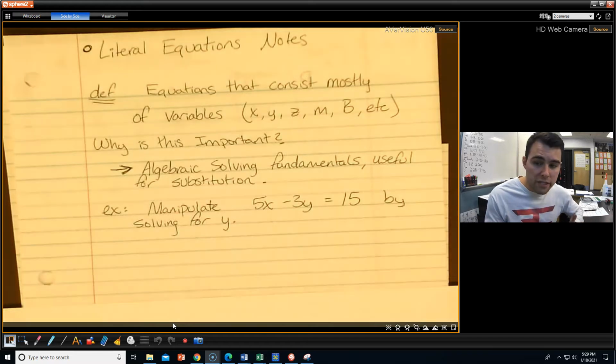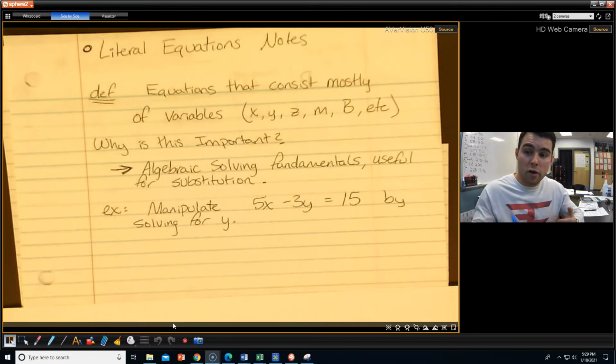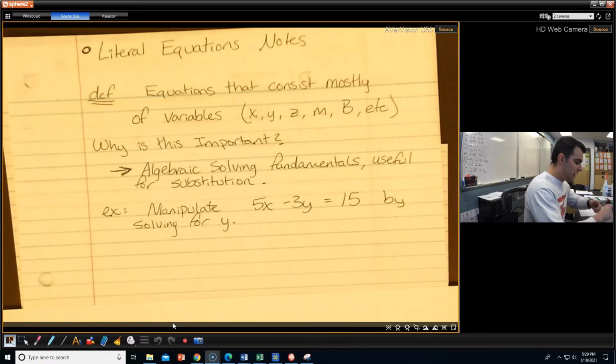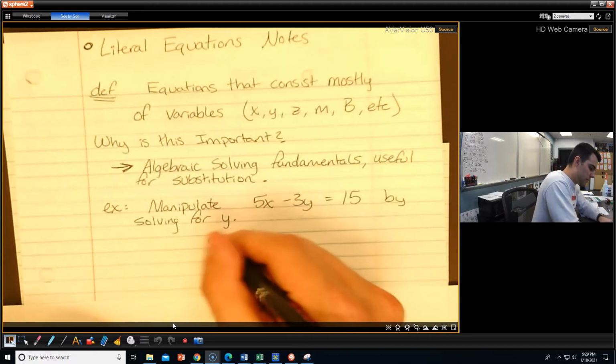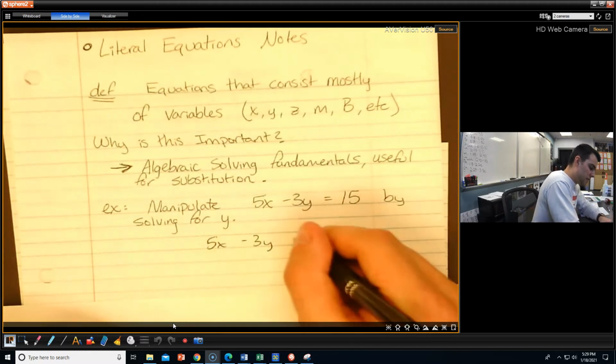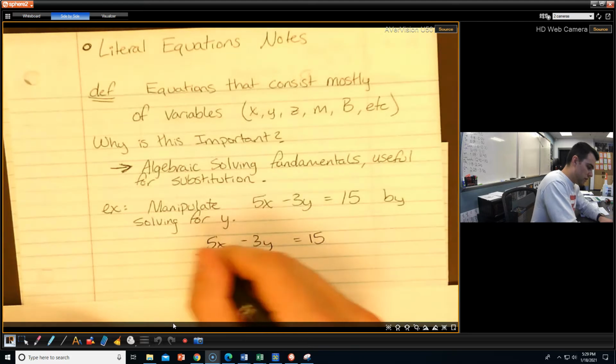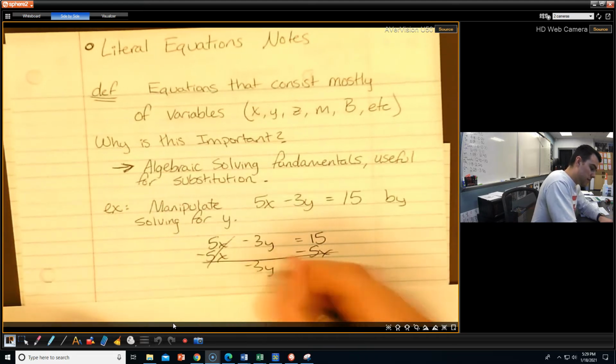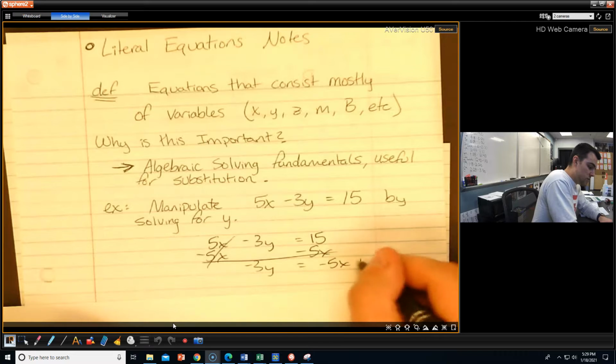What do I mean by solve for y? What do I mean by solve for anything? Well, what I mean by that is getting the variable by itself. We want y to be by itself. So I want you to get to the point where you can look at 5x minus 3y equals 15 and just know exactly what you're going to do without even really thinking about it too much.